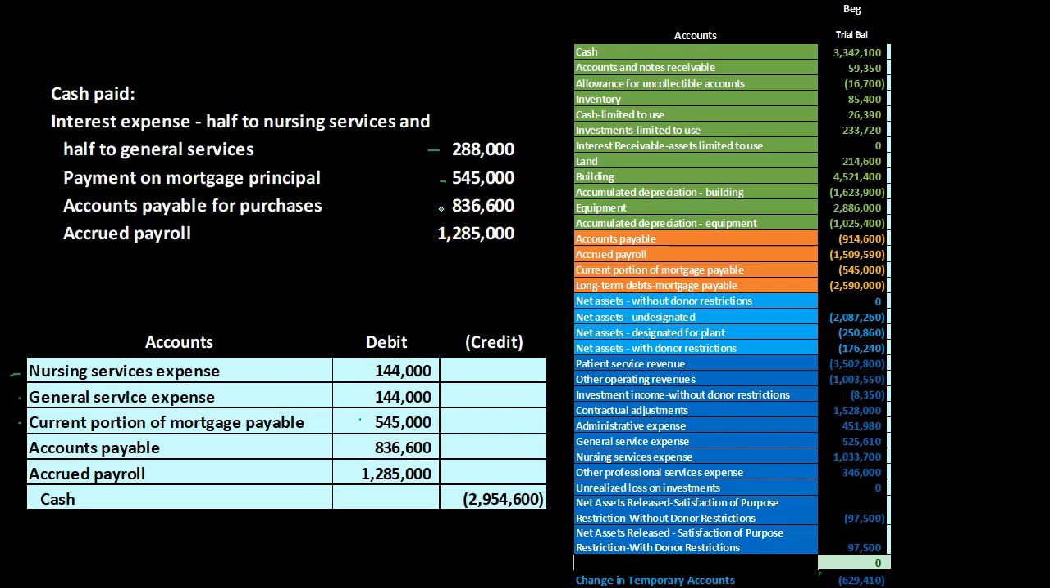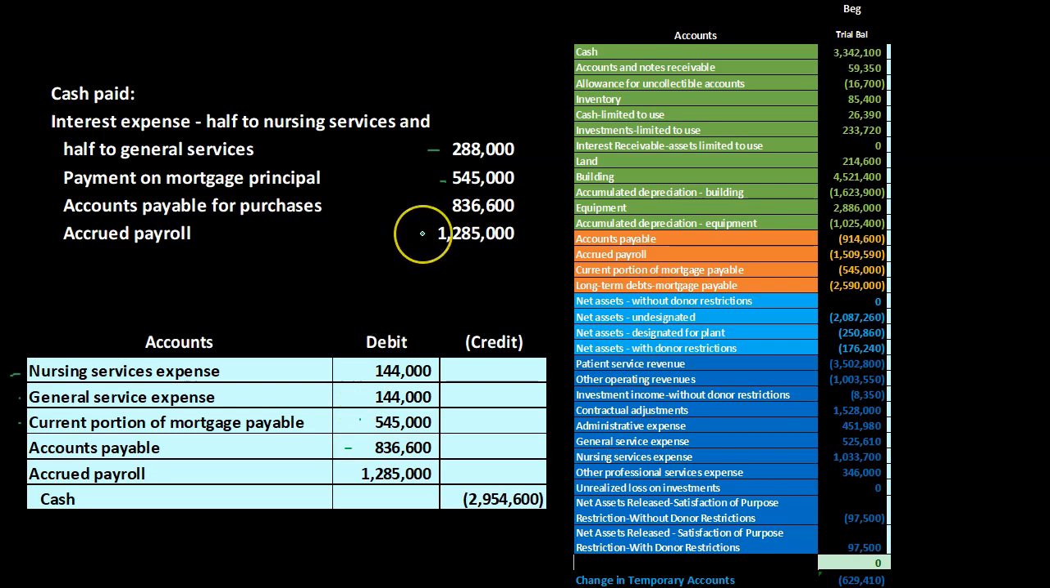Then we have the accounts payable for purchases. So these are cash paid, the payments that we made on the accounts payable. So accounts payable, you'll see that it is a liability account. It goes up. Now we're saying that we're making the cash payment on it. Therefore, the liability is going to be going down. So we're going to be decreasing the payable there.